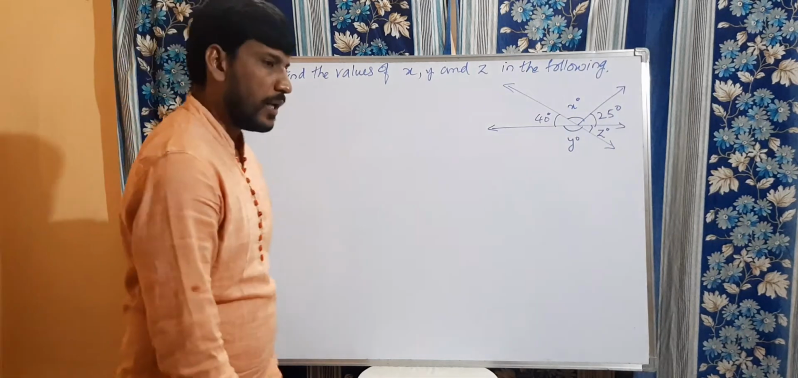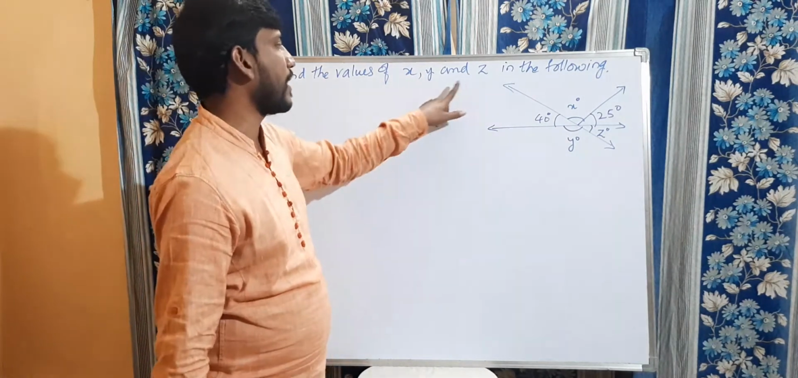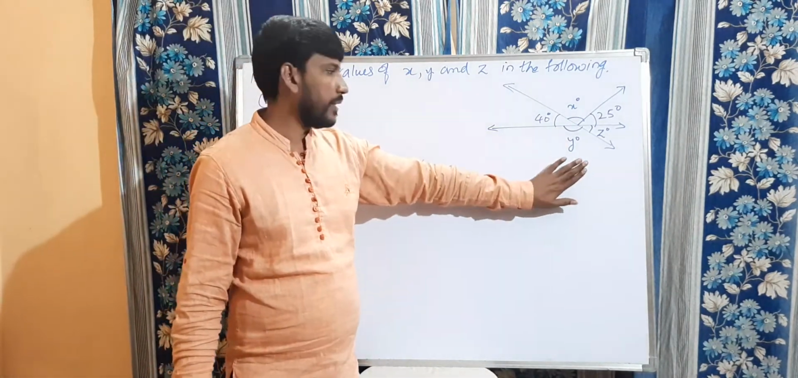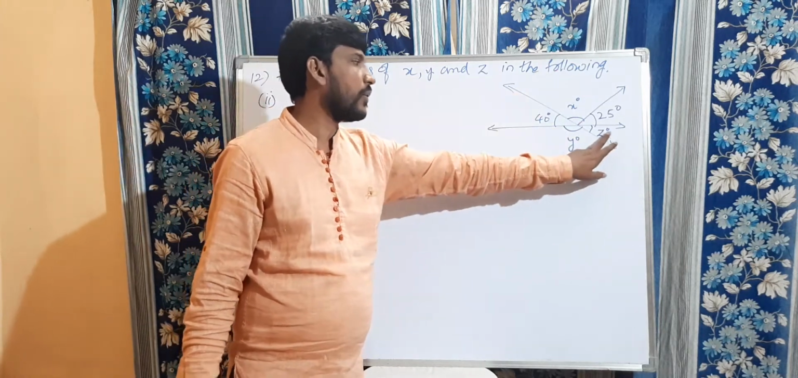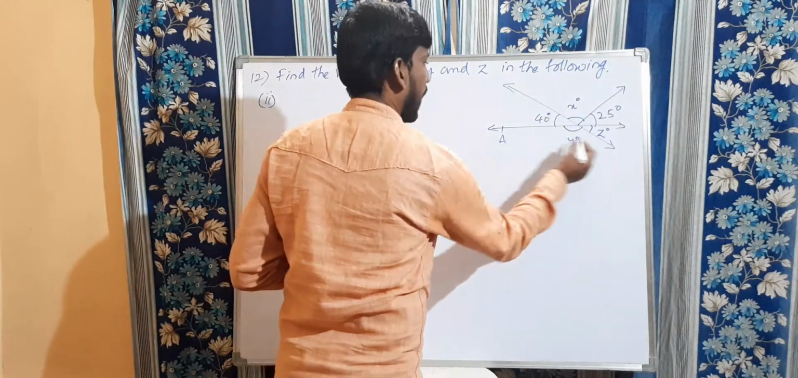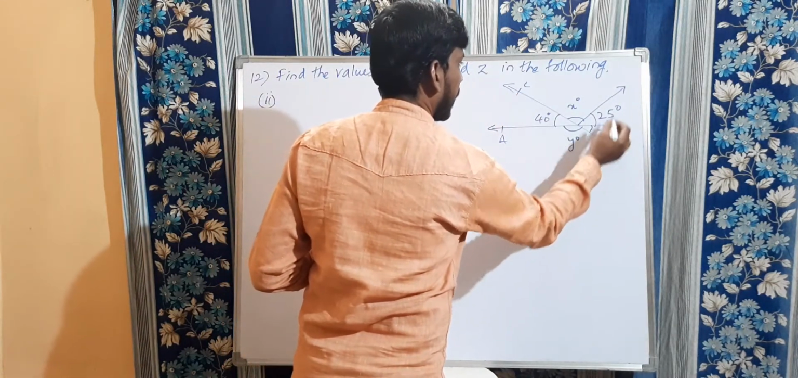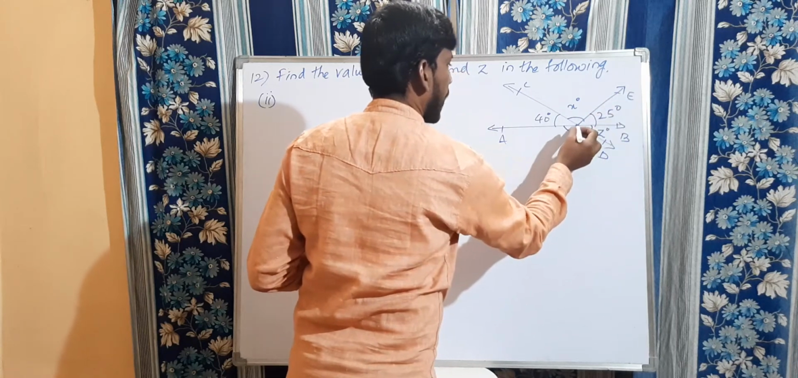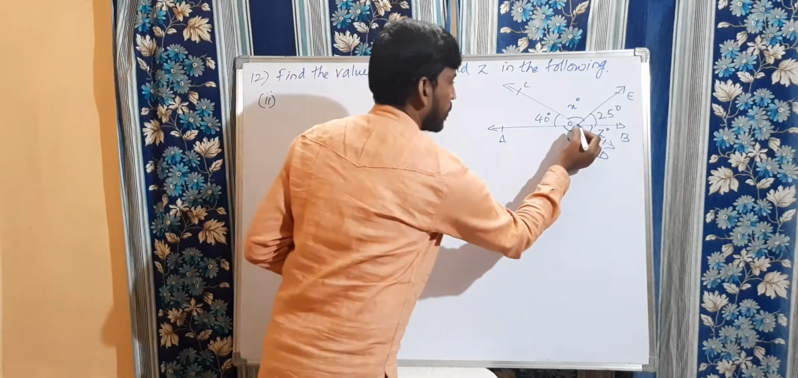Alright, children. Let us discuss question number 12. Find the values of x, y and z in the following figure. In this figure, we need to find out what is the x degree value, y degree value and z degree value. Here these are the two lines. Let us say this is A, this is B, C and D, this is E, and these lines are meeting at one point O. So this is a common vertex O.